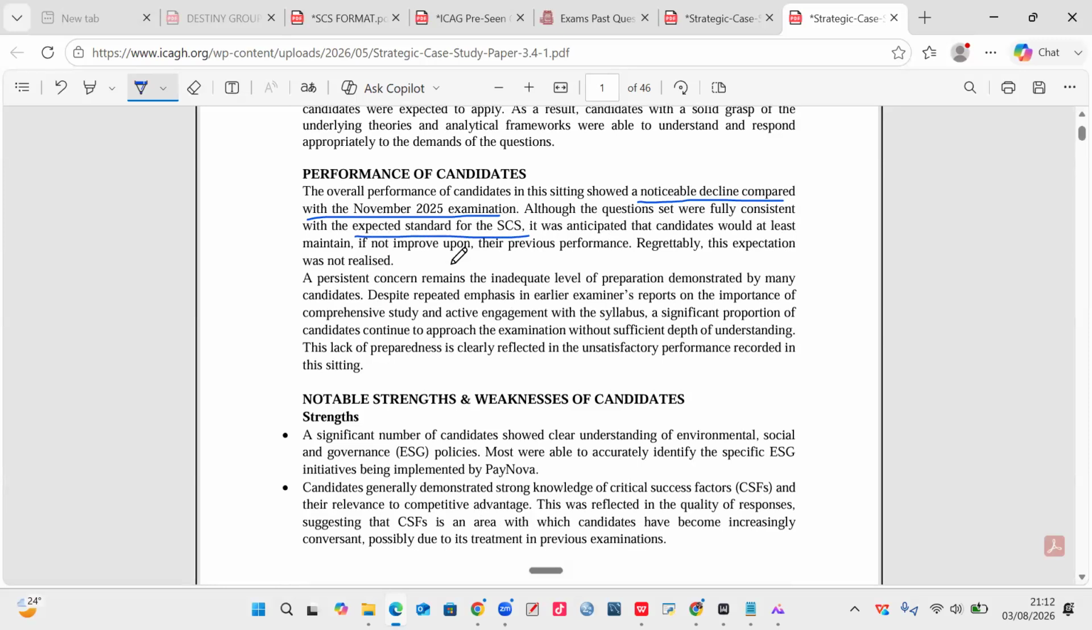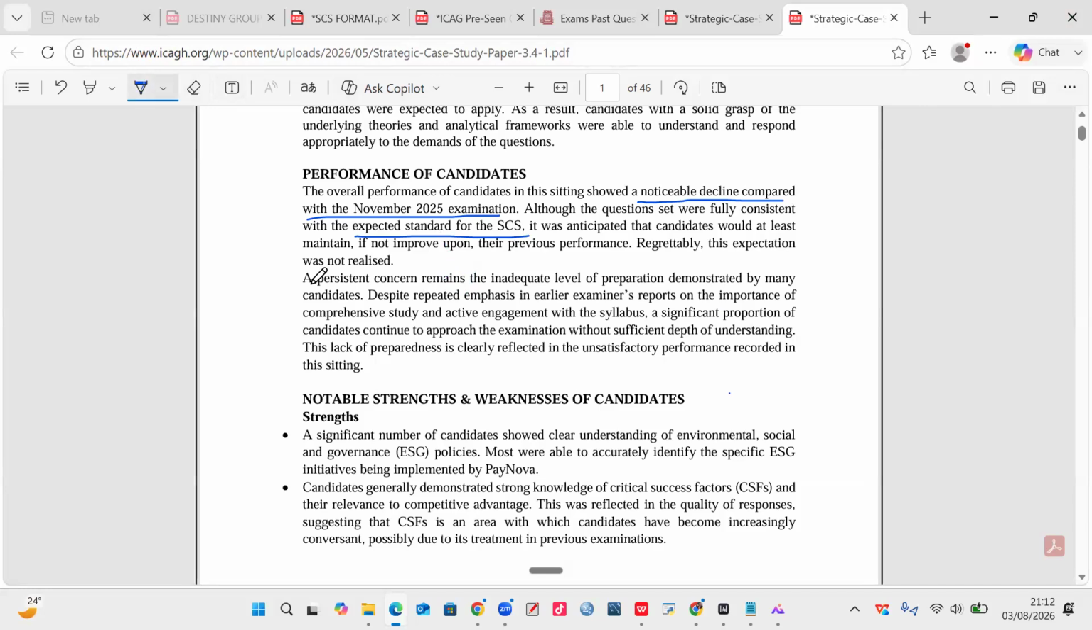What do they mean by the standard? The standard is the format. They always set the questions according to the standards, according to the format, the syllabus. So if we are unable to see that the question will always follow the format, we will not be able to approach it very well. So that is one of the parts.